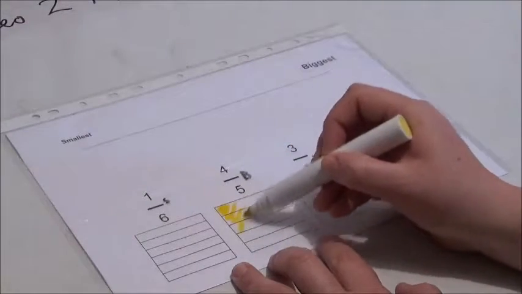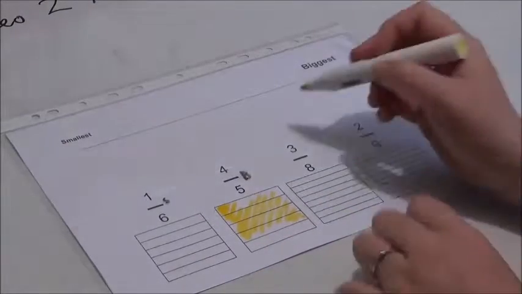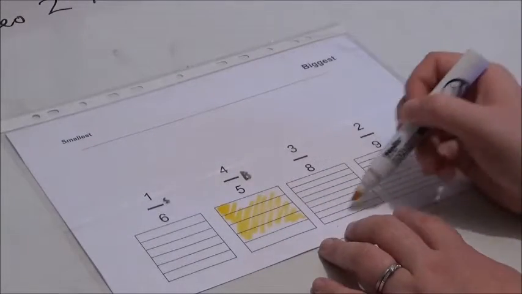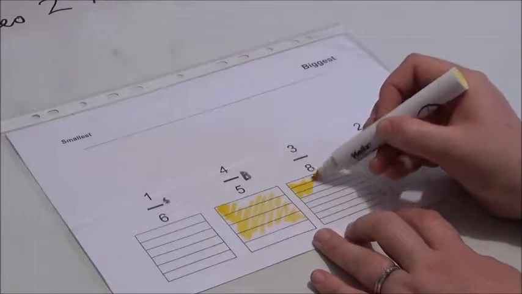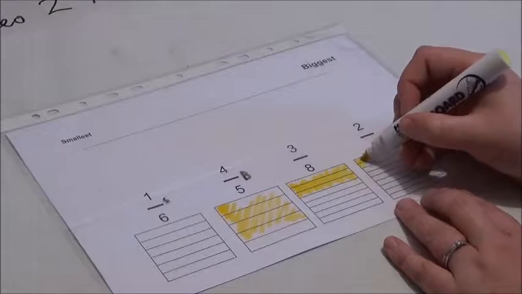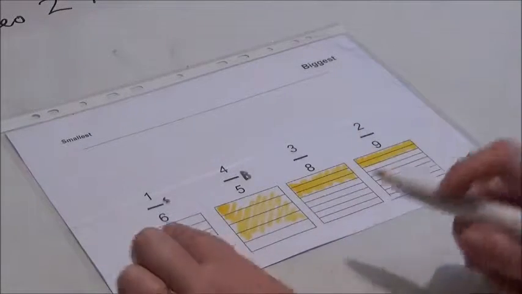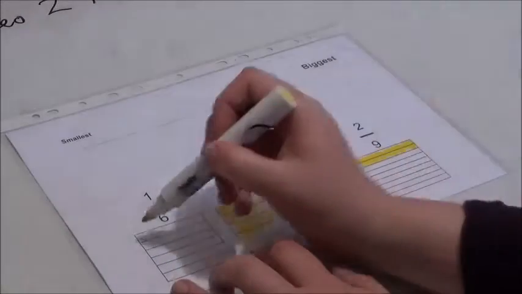I've got my 4/5 that we're very, very happy with. We did it in the example before. Here I've got 3/8, so it's been cut into 8 pieces, and I'm looking at 3 pieces. Here's my 2/9. Remember, my pieces are a lot smaller as 9ths than they would be as 6ths. And my 1/6.